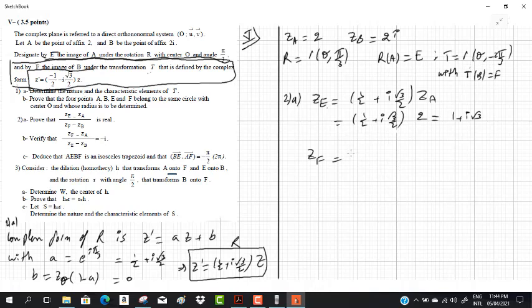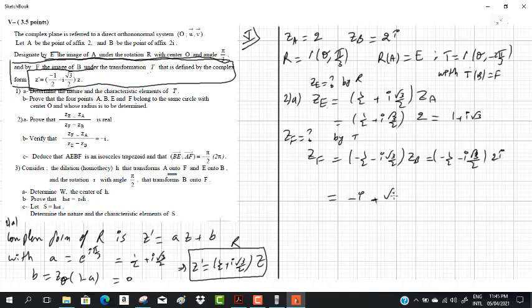I will substitute ZF equal minus half minus I radical 3 over 2 into ZB, because F is the image of B by T. Equal minus half minus I radical 3 over 2 times ZB, which is 2I, so it becomes minus I plus radical 3.